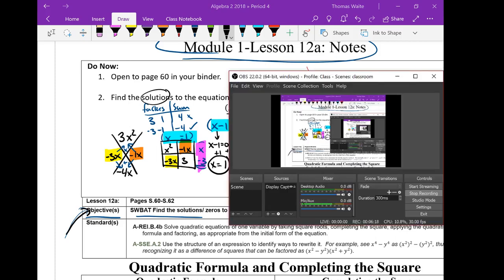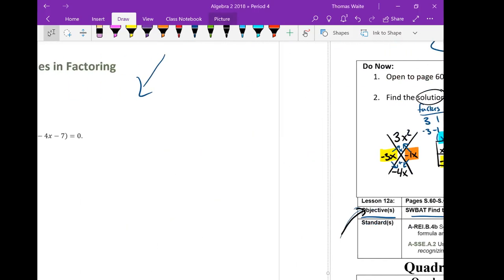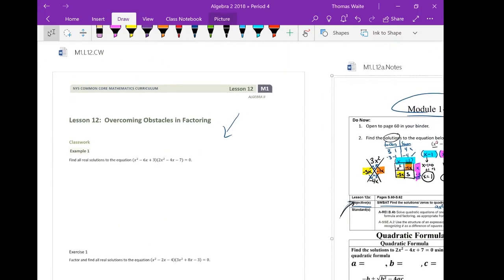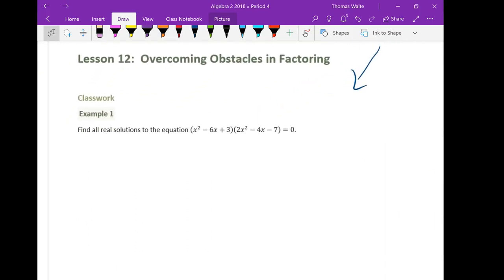All right, so to do this, we're going to go to our binder on page 60. And our classwork, our first example, it says find all real solutions to this equation. I see there's a quadratic in there, there's a quadratic in there, and it's equal to 0. Okay, well, this quadratic, the way we solved before, is with factoring. So let's try that really quick.